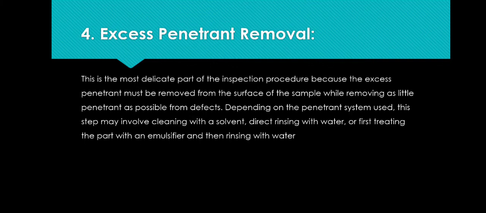The fourth step is excess penetrant removal. This is the most delicate part of the inspection procedure because the excess penetrant must be removed from the surface of the sample while removing as little penetrant as possible from defects. Depending on the penetrant system used, this step may involve cleaning with a solvent, direct rinsing with water, or first treating the part with an emulsifier and then rinsing with water.